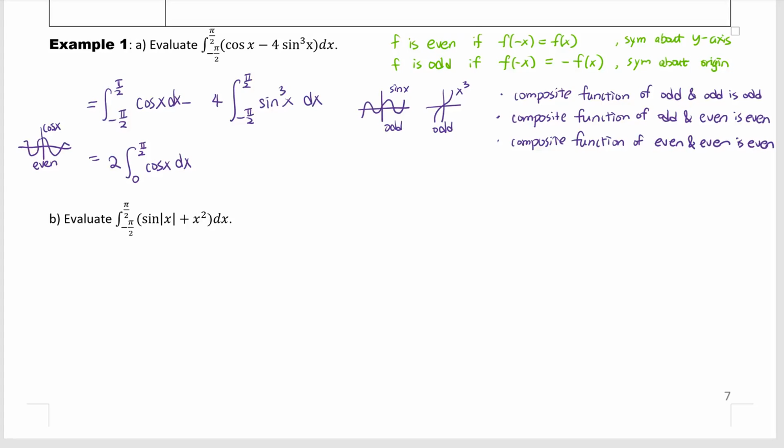The odd function, the negative stays outside. So when you compose an odd function and an odd function, the negative stays there. But when you compose the odd function and the even function, the even function eats the negative. So the negative is gone. That's why the answer is even. For a composite function of even and even, they eat the negative, so it's still even.